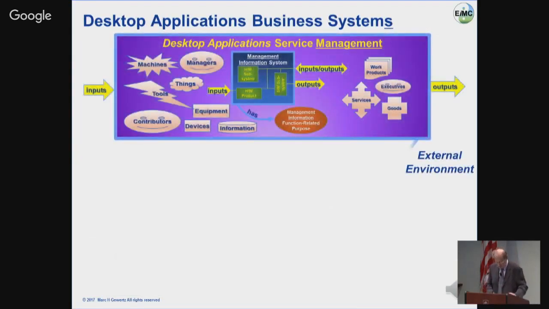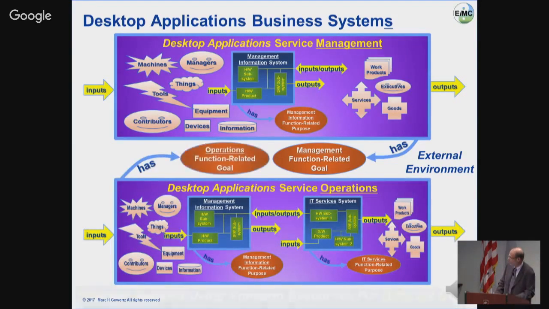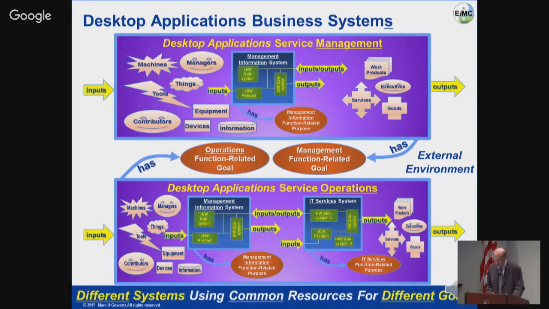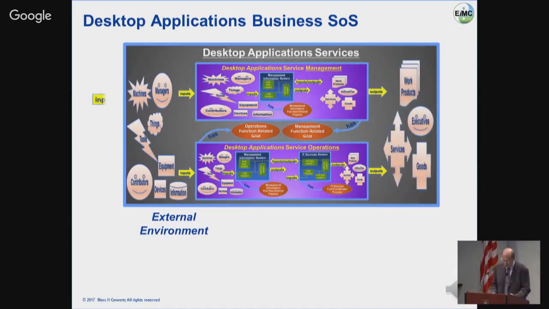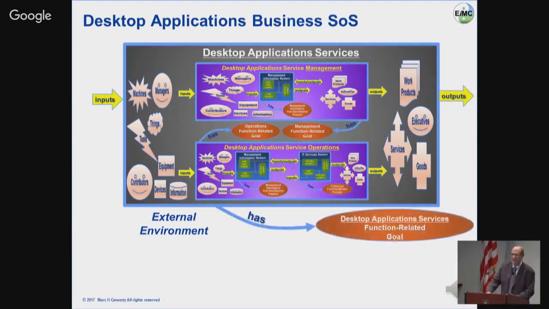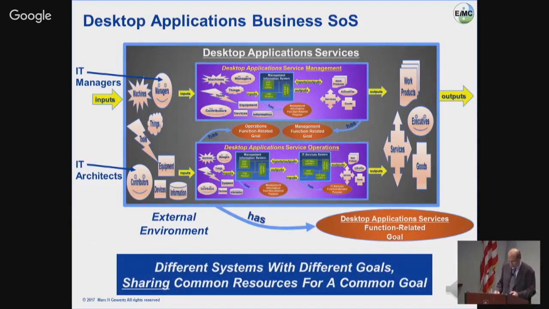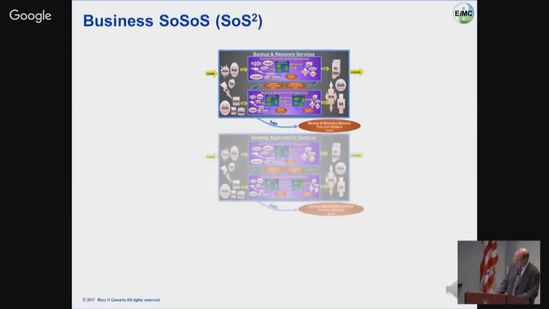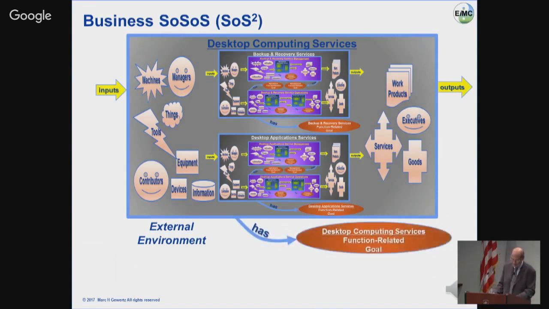Next, we place business systems into the specific context of desktop applications, where there's a business system for desktop applications management and a business system for desktop application operations. And similar to backup and recovery, we can place these two business systems into a higher order IT functionality related purpose of desktop application services, with IT managers and architects. And similarly, we can combine backup and recovery services with desktop application services into the higher order business-related purpose of desktop computing services, a SOS squared, with business managers and architects.